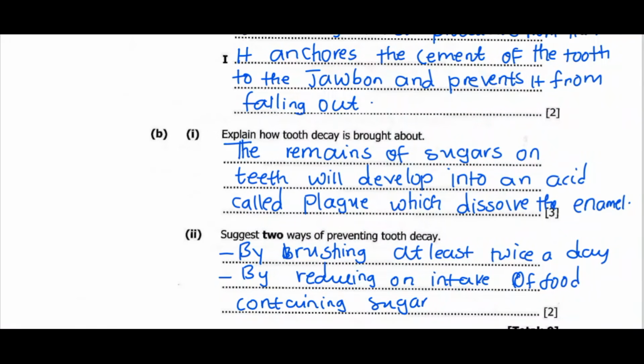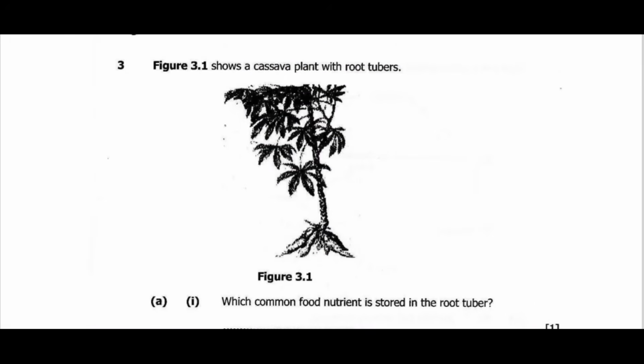So these are the best ways in which we can reduce tooth decay. Then we can move on to question 3. Figure 3.1 shows a cassava plant with root tubers. So we can see that we have the root tubers. This is where the food values are stored. Then we have the leaves where photosynthesis occurs. So the leaves are for manufacturing of starch. Then the root tubers are mainly the storage form, where the glucose is being kept.